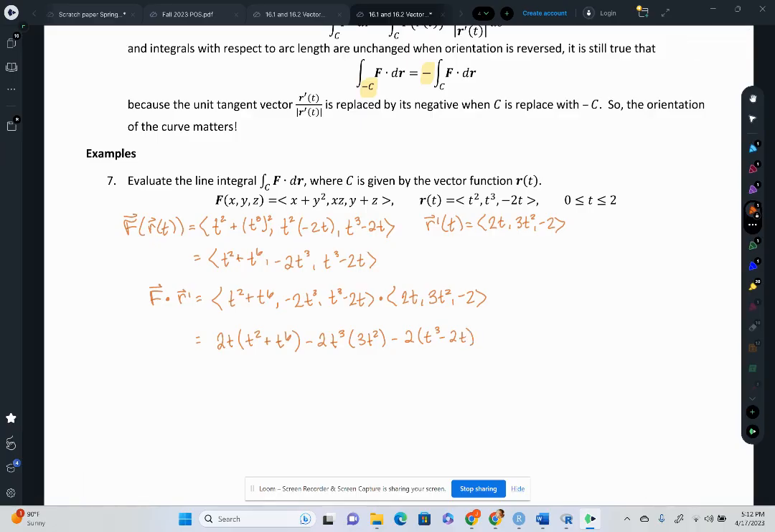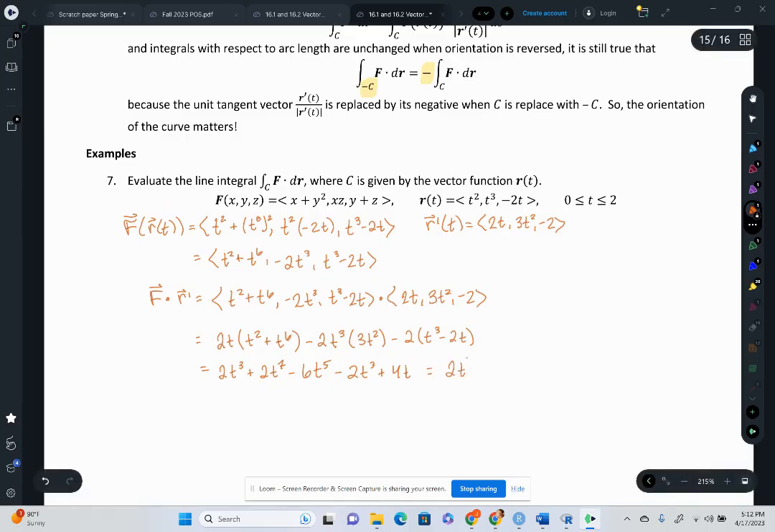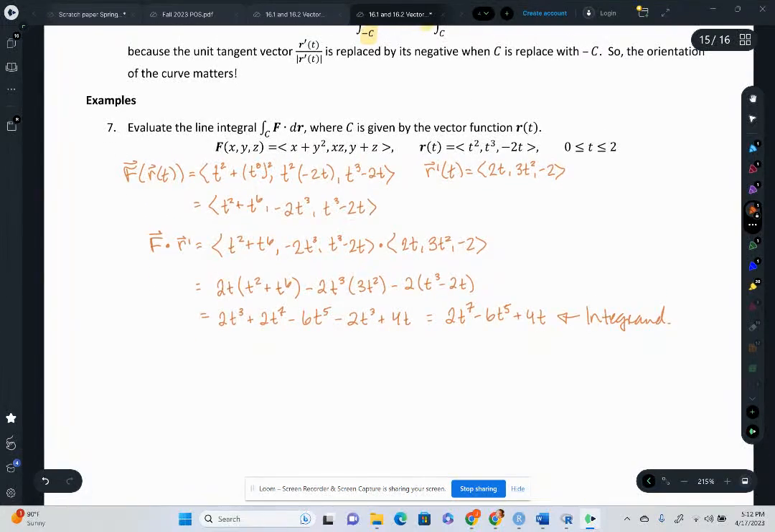We have to distribute and combine like terms. This gives me 2t cubed plus 2t to the 7th minus 6t to the 5th minus 2t cubed plus 4t. Those 2t cubed terms go away, and this simplifies to 2t to the 7th minus 6t to the 5th plus 4t. This is my integrand. Our differential is dt, and we have bounds already, since they've given them to us. So it looks like we are set and ready to go.